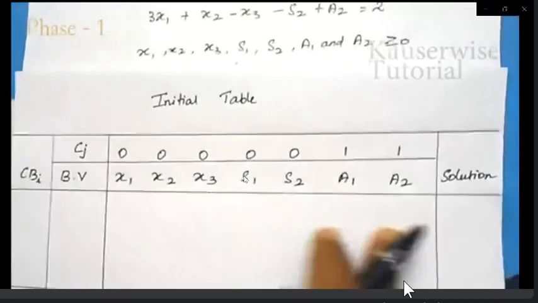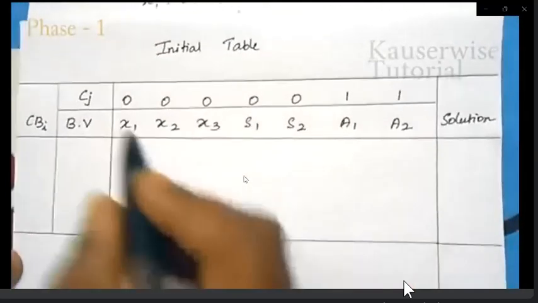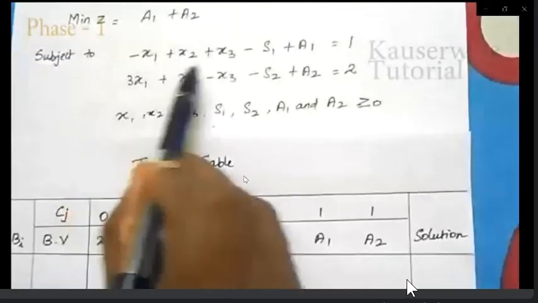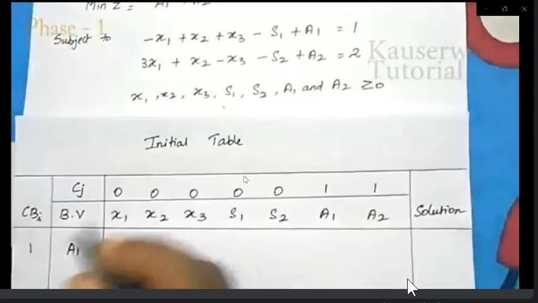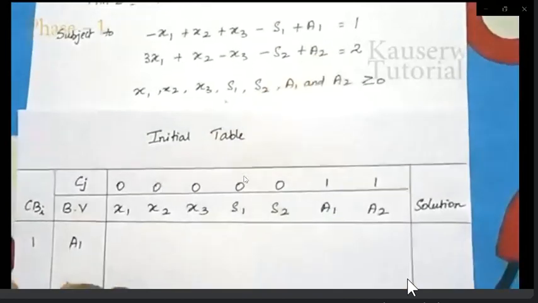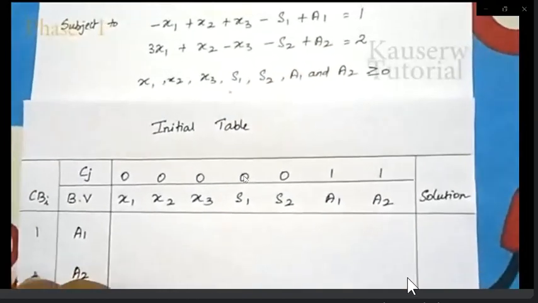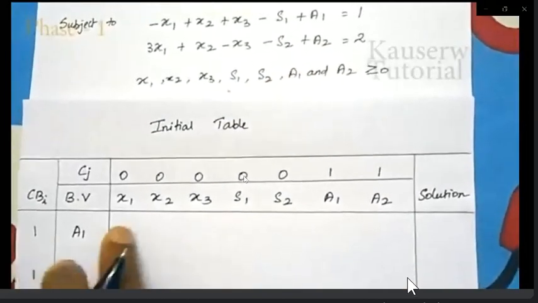Now frame the initial table for the two constraints. For the first constraint, the basic variable is a1, and its cost value is 1. The second one is a2, and its value is also 1. Now fill in all these values.